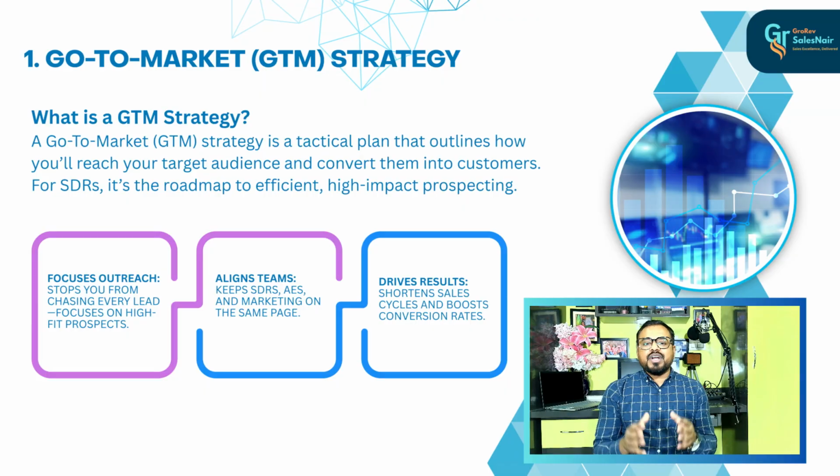First, it focuses your outreach, ensures that you stop chasing every possible lead and instead target high-fit prospects, those most likely to buy. Without this focus, prospecting becomes a number game with no direction. Second, it aligns your efforts with the rest of the sales team, keeping SDR, account executive, and marketing on the same page about who to target, what messages to deliver, and how to move prospects through pipeline. Finally, a strong GTM strategy is a result driver. It shortens sales cycle, boosts conversion rates, and ensures that every outreach effectively contributes to revenue growth.